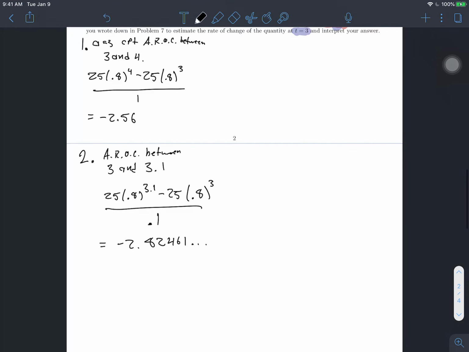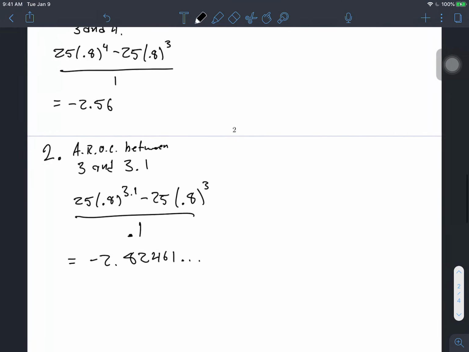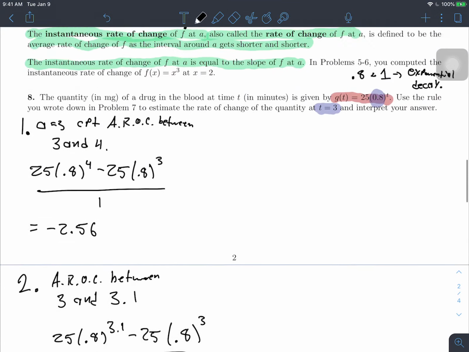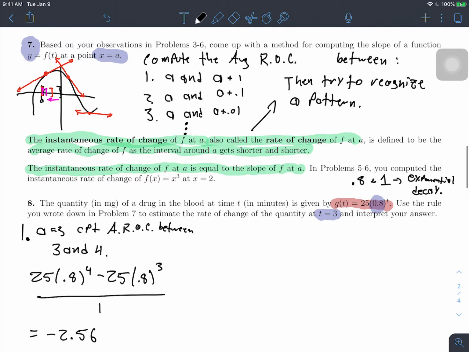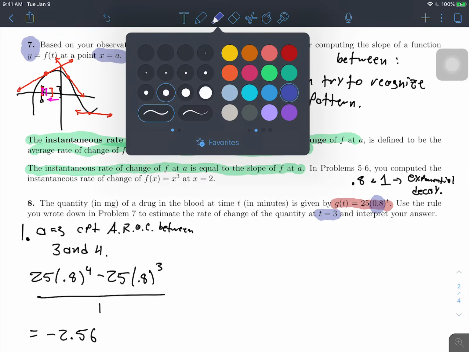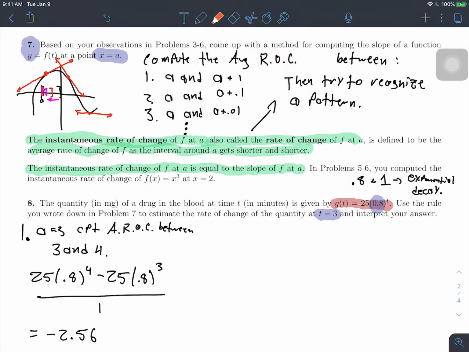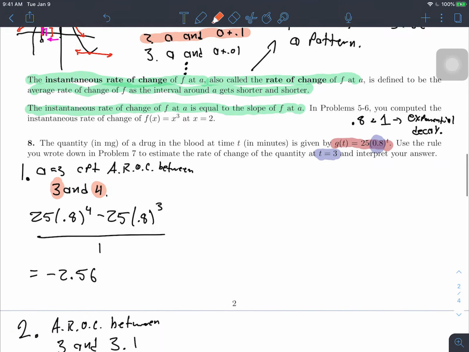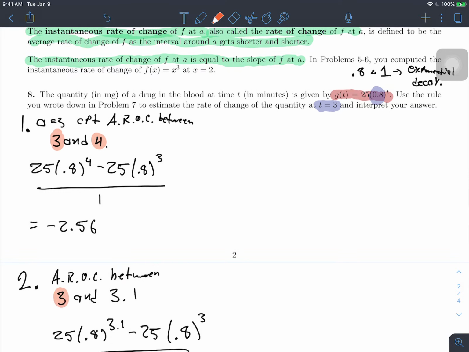So where did you get that 3.1 from? Great question. 3.1 came from our directions in part 7. So the first direction, let me highlight in orange. The first direction was to compute the average rate of change between A and A plus 1. So that's why we used 3 and 4 in our first step. The second step says compute the average rate of change between A and A plus 0.1. Well, A is 3, so 3 plus 0.1 is 3.1. That's how I found my second part there.